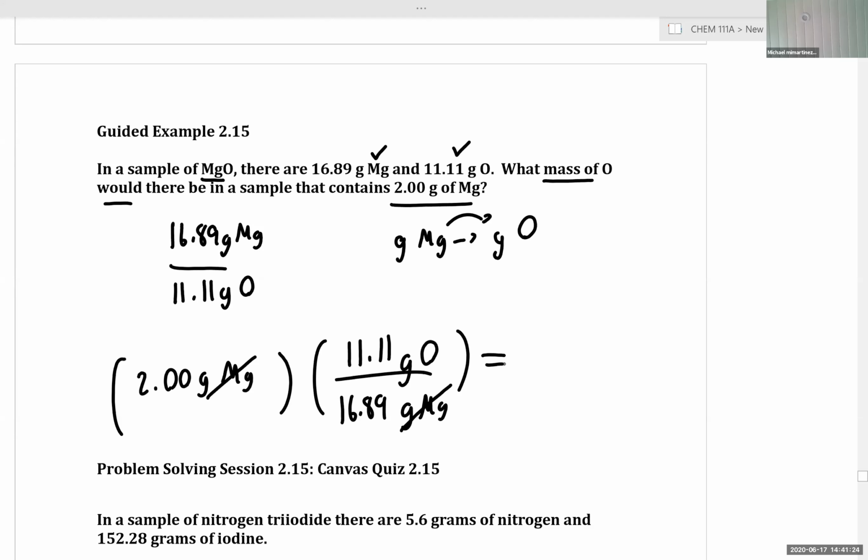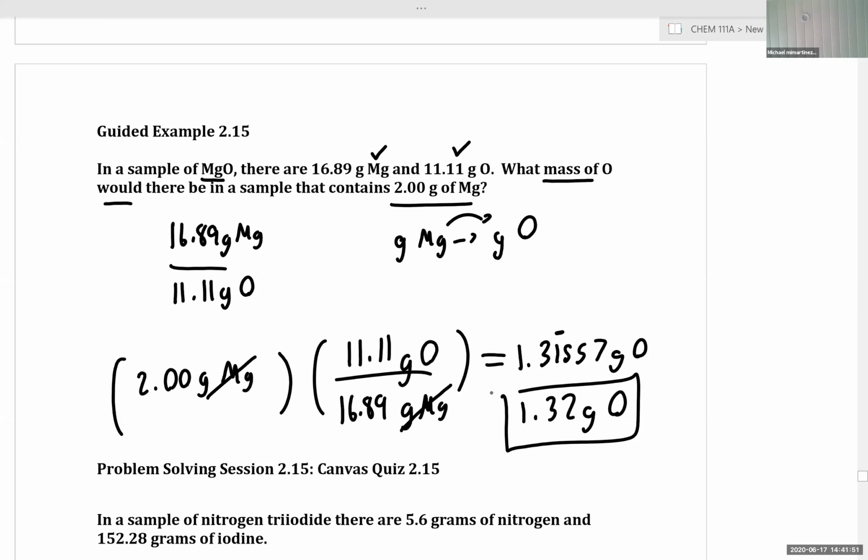So let's punch that into our calculator really quickly. We have 2.00 times 11.11 over 16.89. And that in turn gives us 1.31557 grams of oxygen that we round to 3 Sig Figs, so 1.32 grams of oxygen. Any questions on this example?